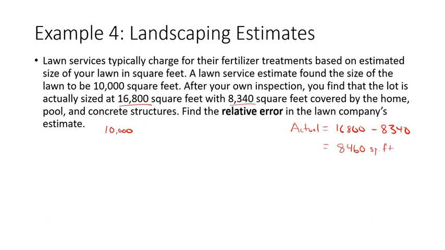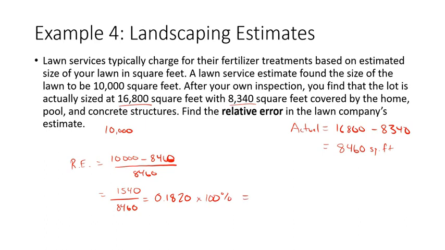And so our estimate, the relative error, is the estimate, 10,000, minus the actual, 8,460, divided by the actual value, 8,460. That's 1,540 divided by 8,460. 0.1820, and then we write it as a percent. We essentially multiply times 100%, or we just move the decimal place, and we get 18.20%. So the relative error of the lawn company's estimate was 18.20%.